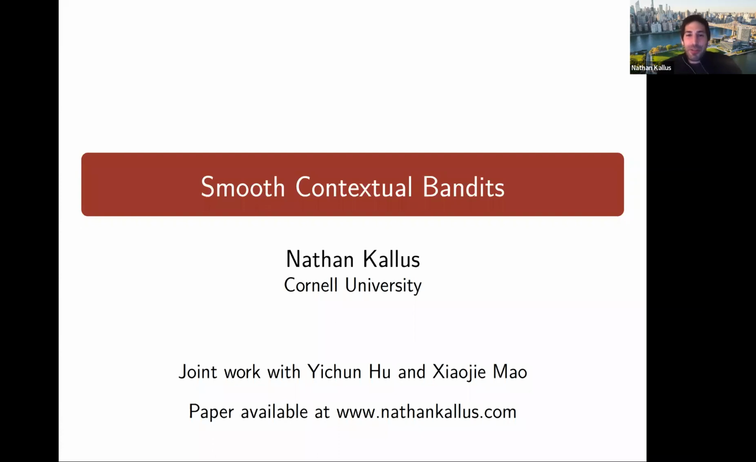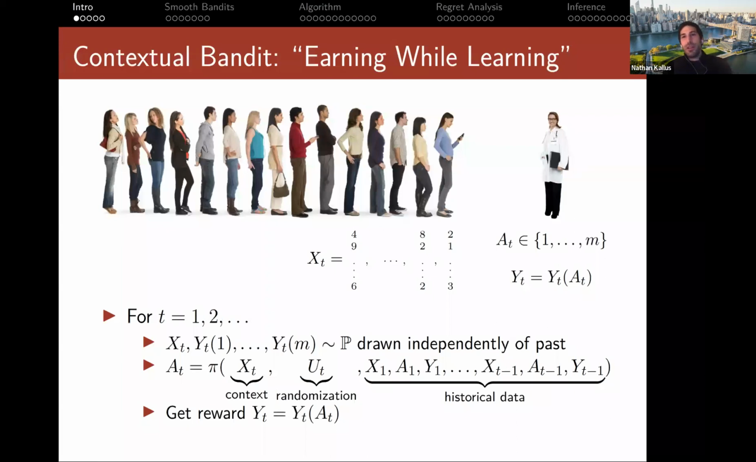So I'll be talking about work that's joint with my students Yichun and Xiaozhe on smooth contextual bandits. And I thought I would start by just talking about what's a contextual bandit, so we're starting on the same page, and then talk about, well, what's a smooth contextual bandit? So a contextual bandit is essentially a model for decision-making in an uncertain environment, where we are learning about the environment at the same time that we're making decisions in it and collecting the rewards corresponding to the decisions that we make. And the model goes something like this.